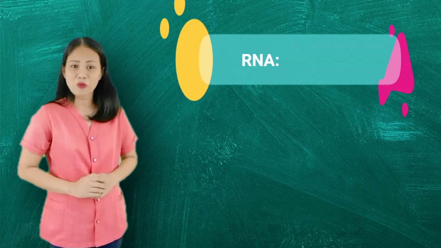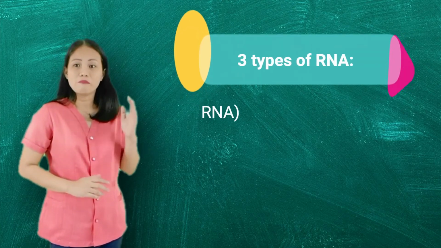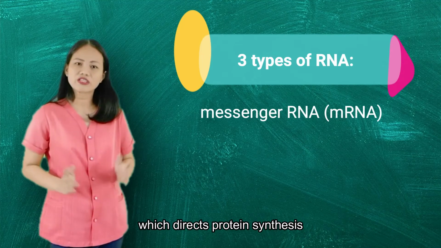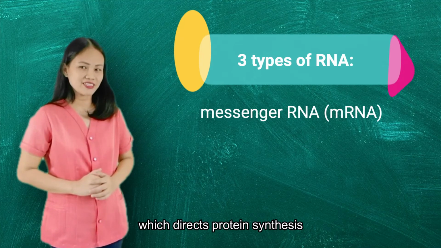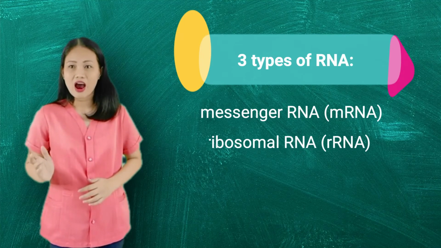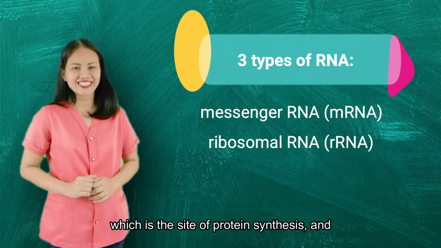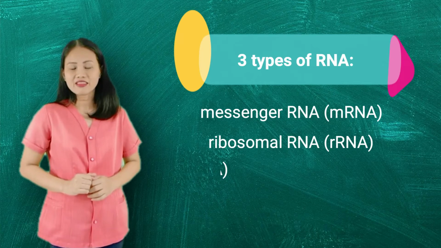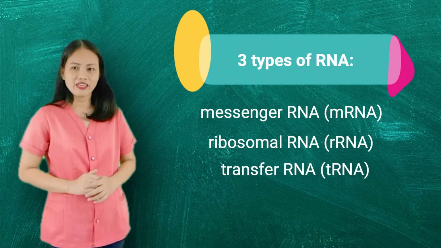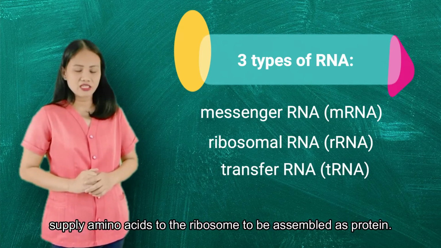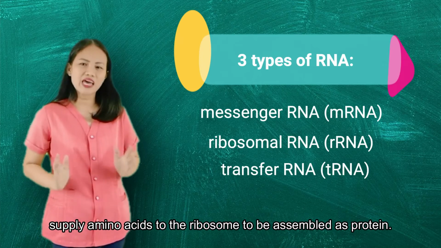There are three types of RNA. Messenger RNA, which directs protein synthesis. Ribosomal RNA, which is the site of protein synthesis. And transfer RNA, which supplies amino acids to the ribosome to be assembled as protein.